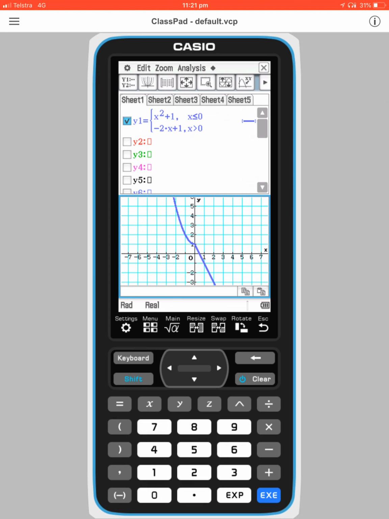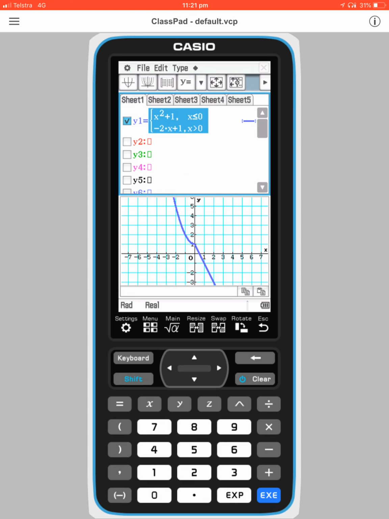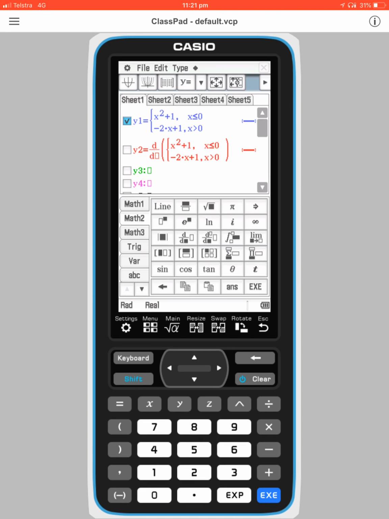So let's see, I don't know if this will allow us to derive this function. So if I said d dx, never tried this before.